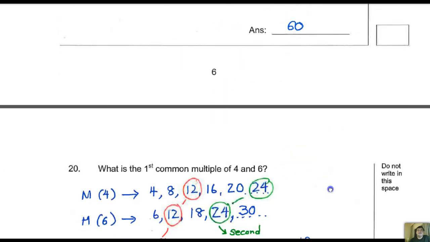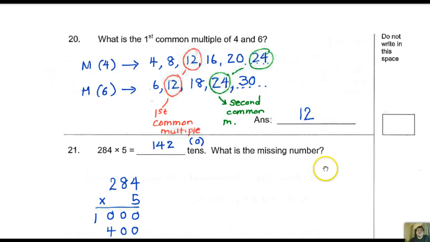Next. What is the first common multiple of 4 and 6? Very easy. Remember, multiples and factors, don't mix them up. Multiples are these. You list them down. For 4 it is 4, 8, 12, 16, 20, 24, and so on. Multiples of 6 are 6, 12, 18, 24, 30. So the first common multiple is 12. Answer is 12. Just for your knowledge, the second common multiple means the next number which is the same, and it goes on. Third, fourth, fifth. You may be required to know up to probably a few more.